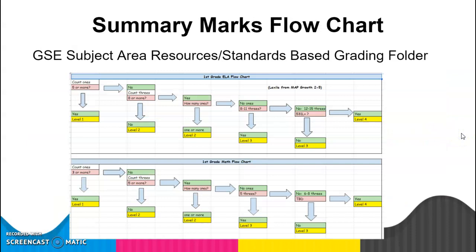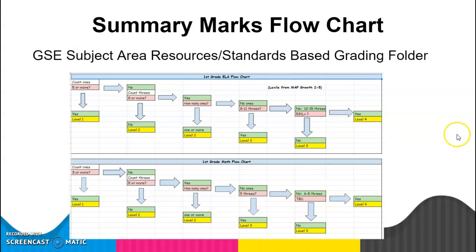Updates have been made to the summary marks flowchart to represent the new information related to MAP. Remember, it reminds us here that the Lexile, to earn this 4, to get up here to the level 4, we're looking at Lexiles from the MAP Growth 2 through 5, even for our first graders. Again, you'll see the Lexiles still there, that's the same. And when we get the RIT score, when we determine that for the math, we will update this chart.